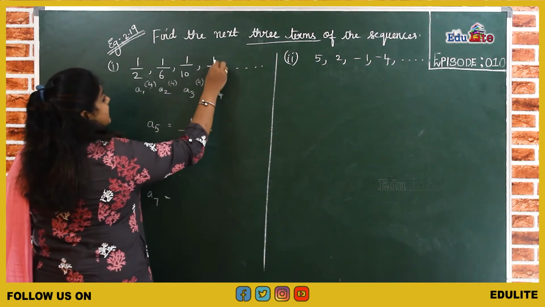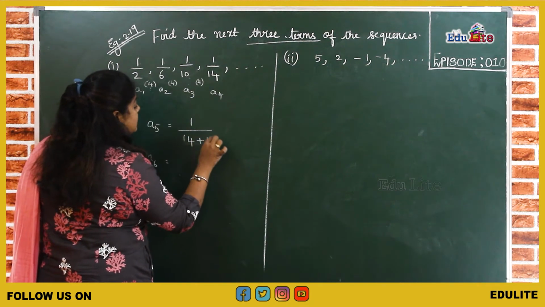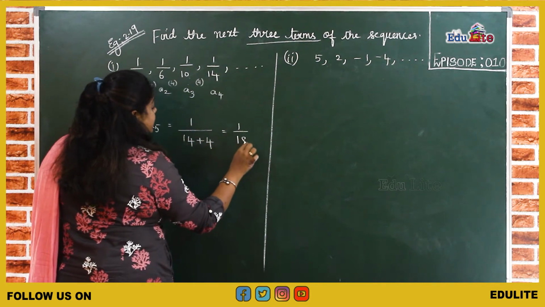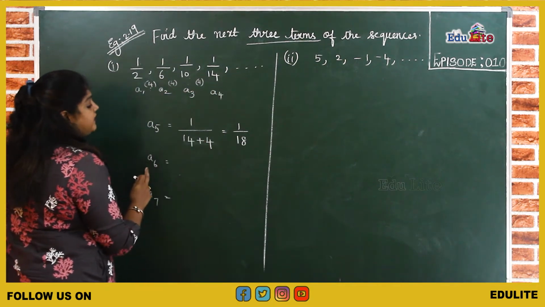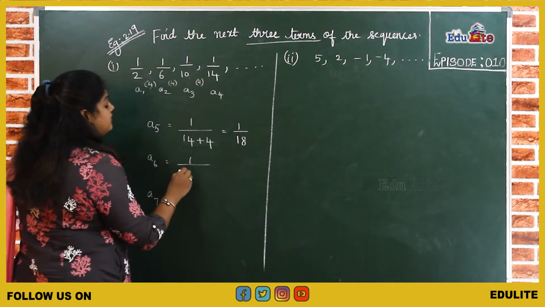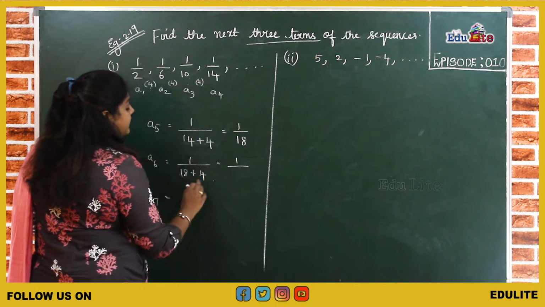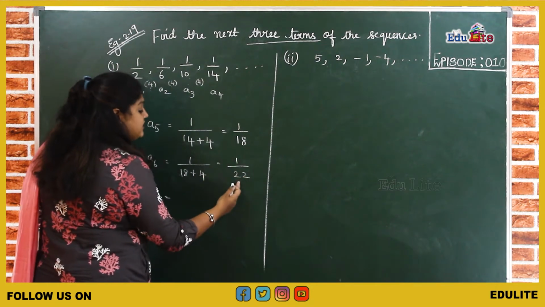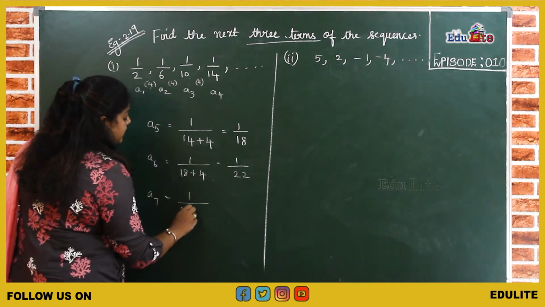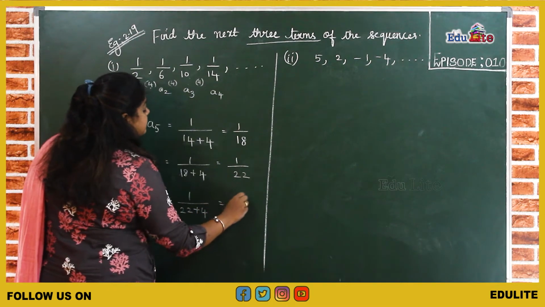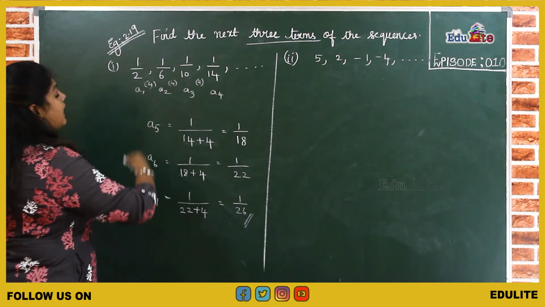The sequence given ends at 1 by 14, so we have to add 4 to the denominator. Therefore, 1 by 18. We found the 5th term. With this 5th term only we can find the 6th term. Again we have to add 4 to the denominator, which gives 1 by 18 plus 4, which is 22, so 1 by 22. With this we can find the 7th term. Again we add 4, which gives me 1 by 26. Thus, we have found the 3 terms for the above sequence.